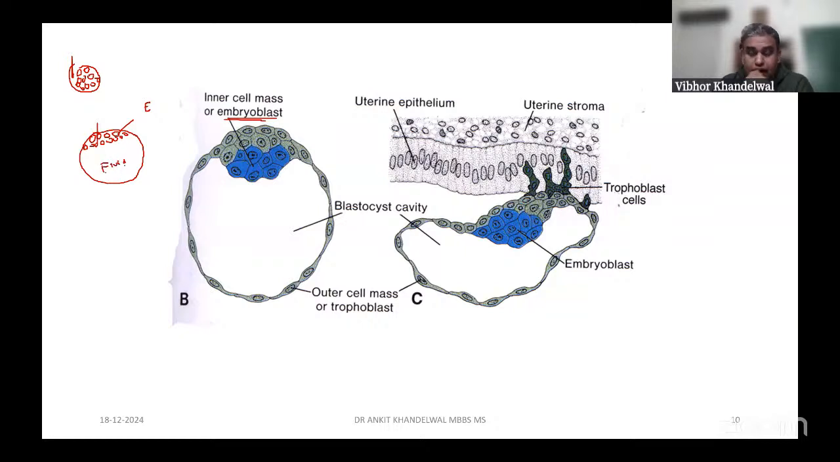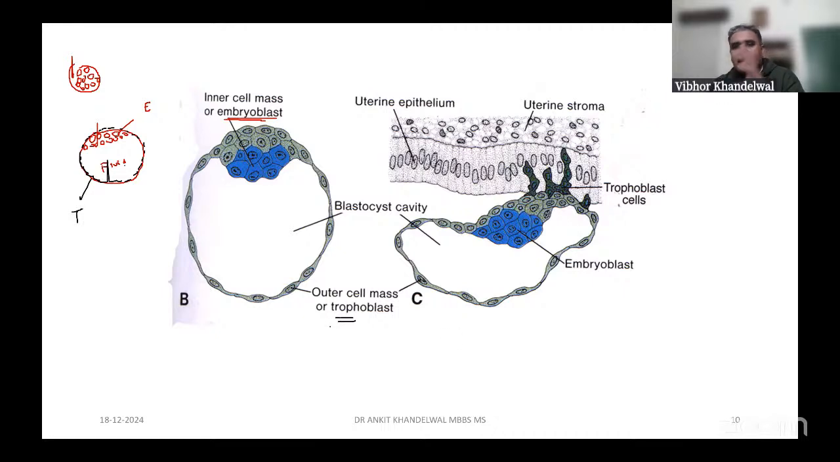So these cells are pushed. But it's a ball, not a circle. Few cells, if I change the color to black, are also pushed to the outer walls over here. This I'm writing T over here. These are known as trophoblast or outer cell mass.